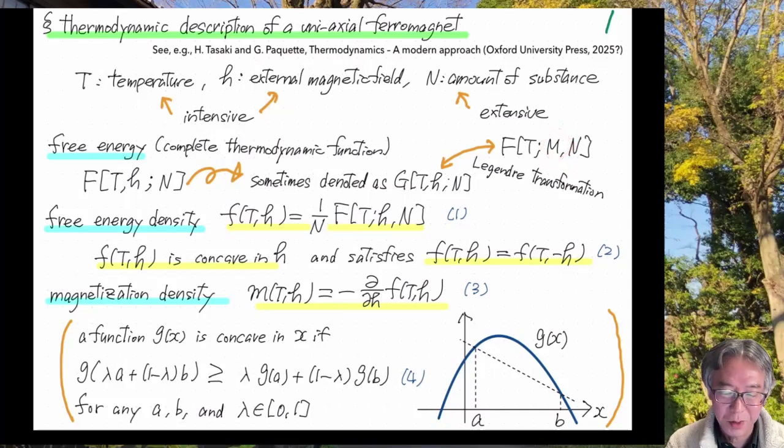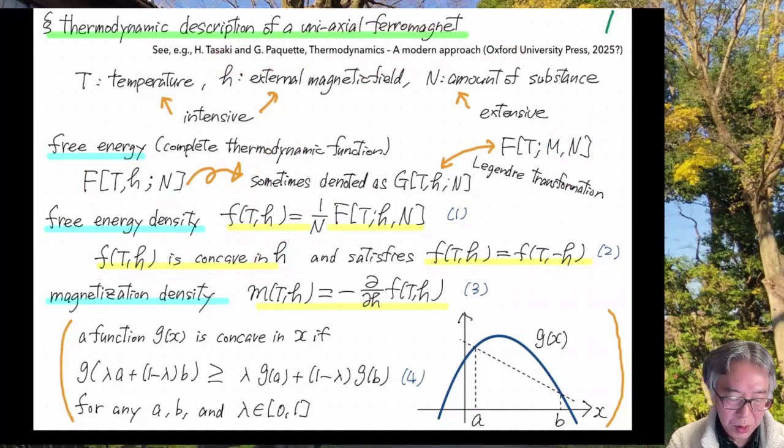But anyway, you don't have to care too much about this. We are interested in this F, free energy. And if you divide this free energy by N, the amount of substance, we get this free energy density, which is a function of only T and H. And from the general theory of thermodynamics, we see that this f(T,H) is concave in H and satisfies this symmetry.